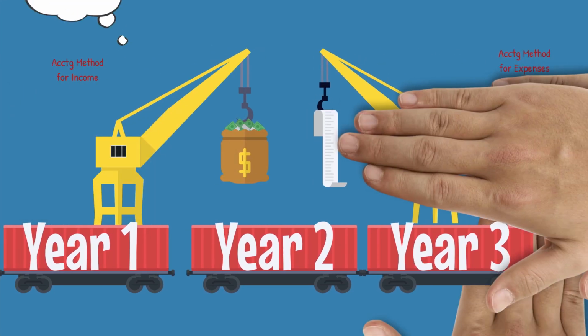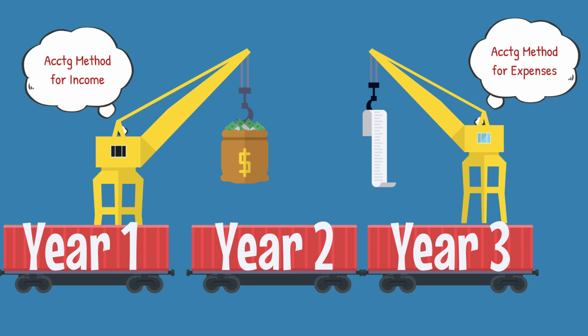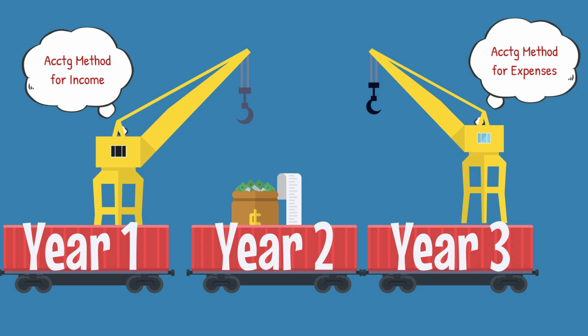First, what are the buckets into which I'm trying to drop items of income and expense, my tax year? And second, how do I try to get the related items of income and expense to both drop into the same bucket, my accounting method? Let's start with the taxable year notion.